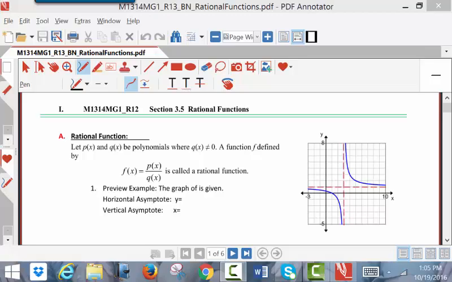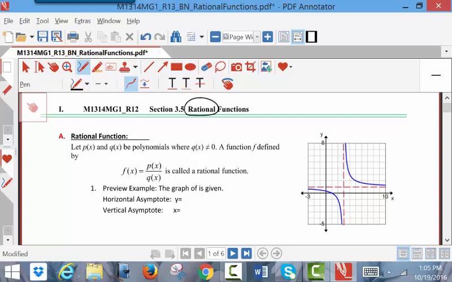All right, so now we're going to talk about rational functions. Now, don't get upset, but the word rational means a fraction, okay? A fraction. It's a polynomial over a polynomial. And when we have fractions, that's when we run into these vertical asymptotes.